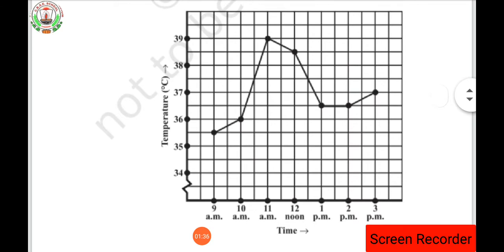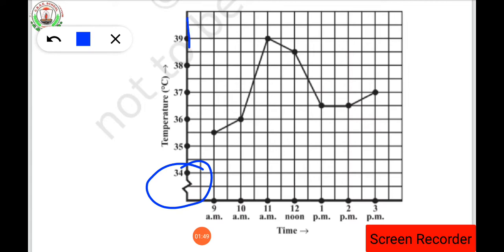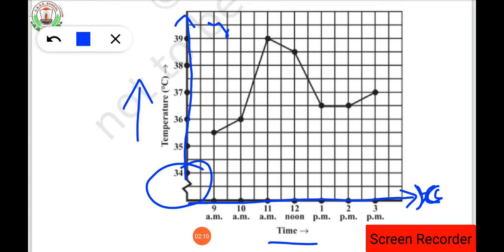This is the graph of question number 1. Here the graph is marked in the form of intervals, so this one is a histogram. Looking at the graph, let me explain what it says. This one is the x-axis, this one is the y-axis. Time is mentioned along the horizontal line, that means in the x-axis, and temperature is marked along the vertical line, that means in the y-axis.